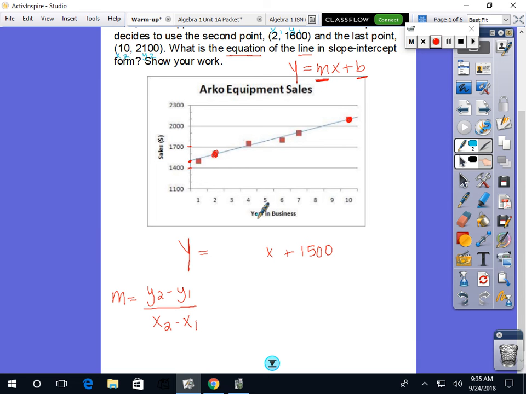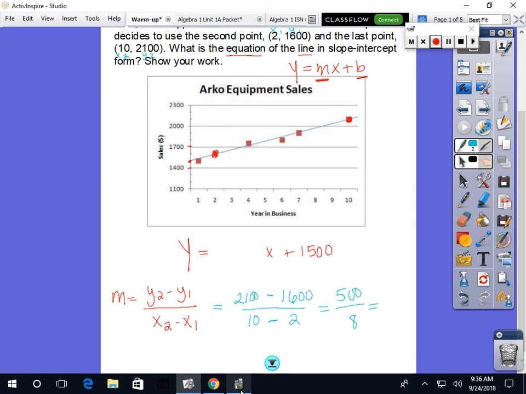So now that I've labeled those points, what goes in the y2 place? Right, 2,100. What goes in the y1 place? Correct. What goes in the x2 place? And then minus. Okay, what does the top simplify to? What is 2,100 minus 1,600? 500. And then 10 minus 2? 8. And then what does that become?